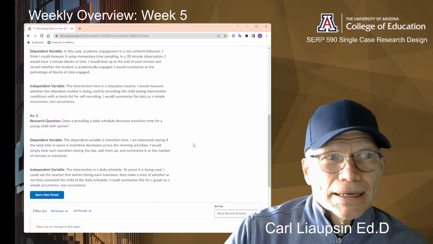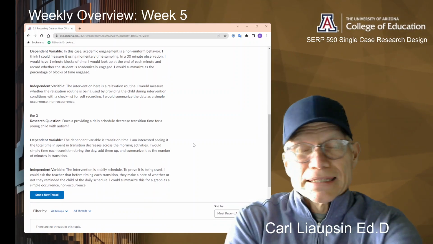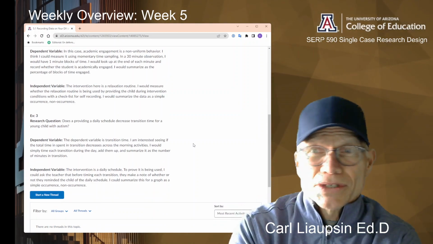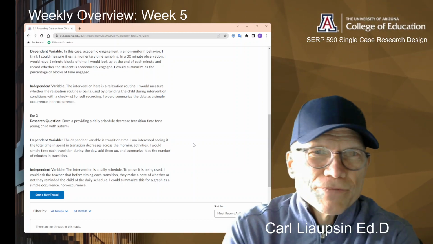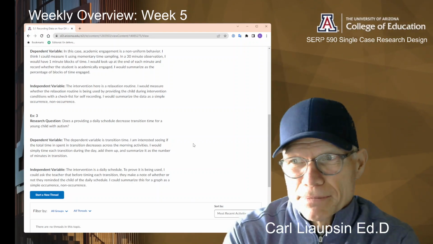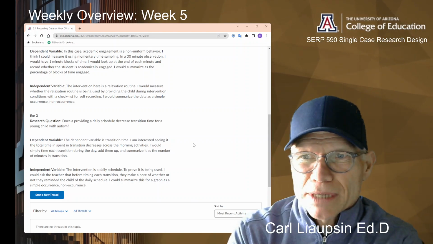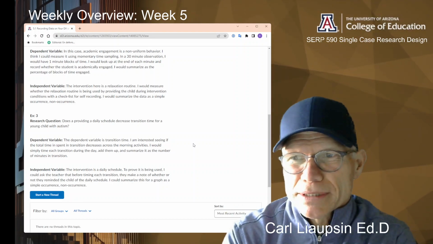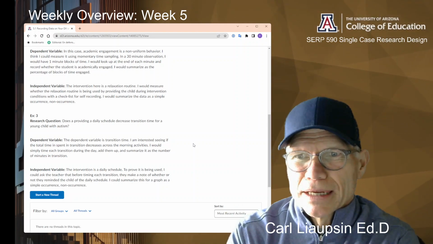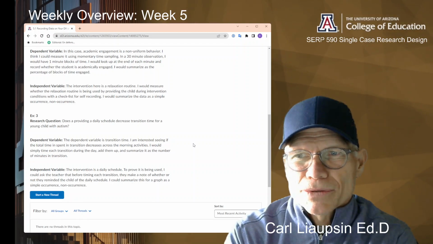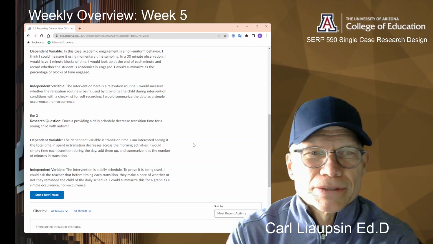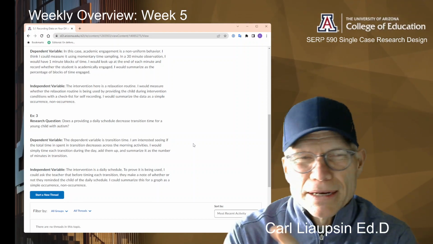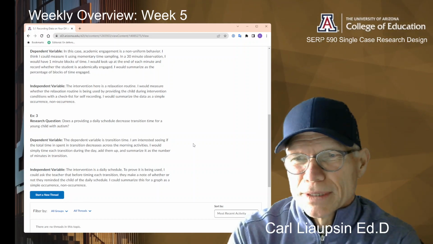And finally, example 3, does providing a daily schedule decrease transition time for a young child with autism? The dependent variable is transition time, and I'm interested in seeing if the total time spent in transition decreases across the morning activities. I would simply time each transition during the day, add them up, and then summarize it as the minutes in transition. And then for the independent variable, the intervention is a daily schedule.